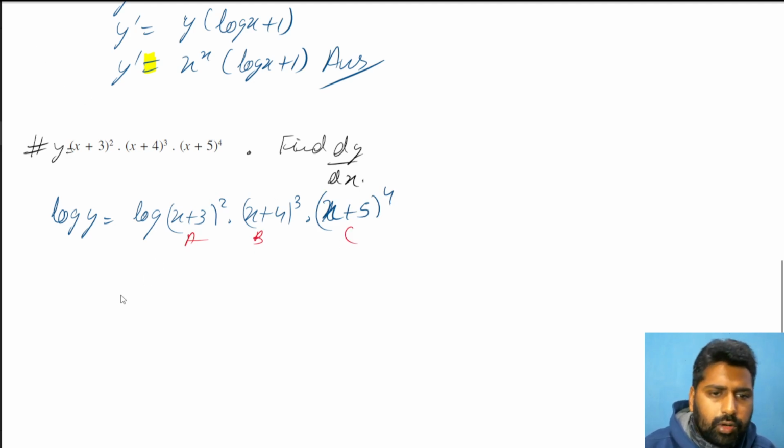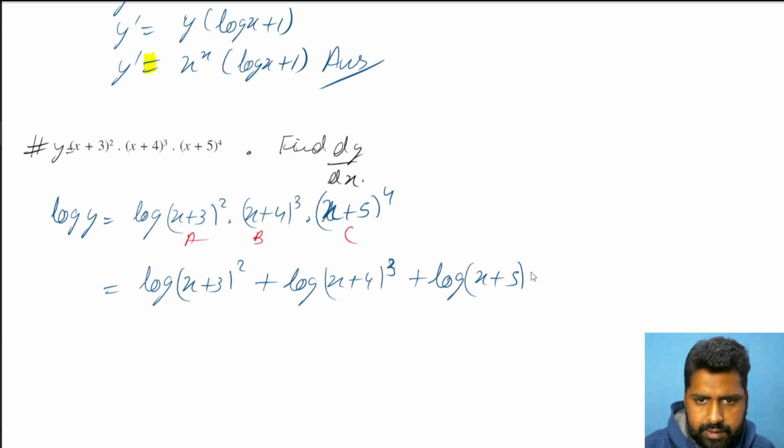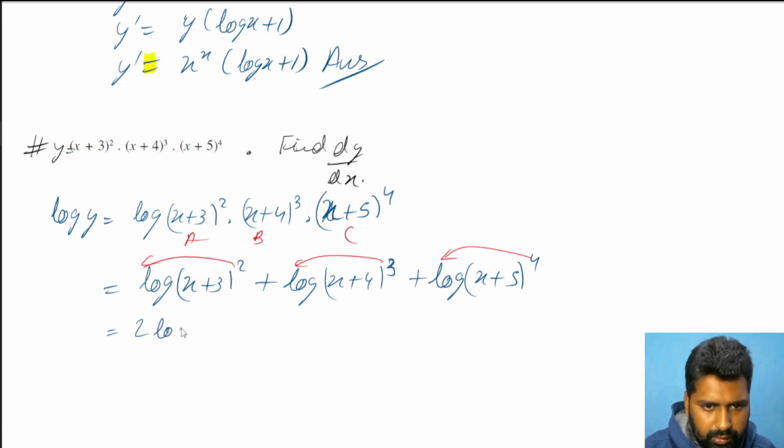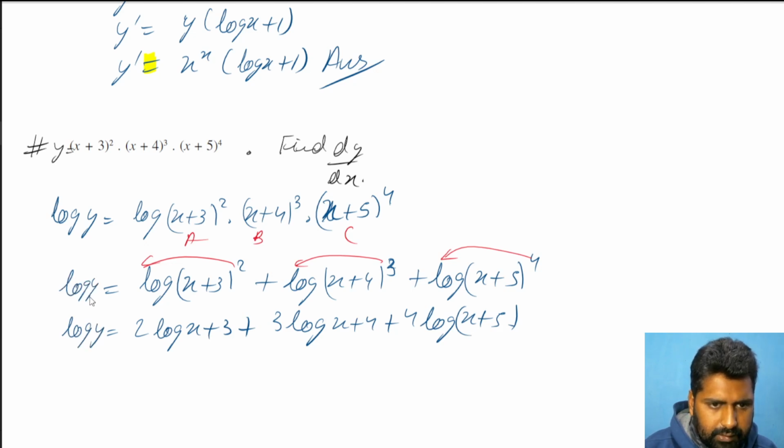In multiplication, we can break down log as addition. So log a plus log b plus log c. So this is log (x plus 3) whole square plus log (x plus 4) whole cube plus log (x plus 5) raised to power 4, and use the property, get the power down. So the problem, because of multiplication as well as the power, is solved with the help of log. So 2 log (x plus 3) plus 3 log (x plus 4) plus 4 log (x plus 5). So far this is your log y. We haven't even differentiated yet.